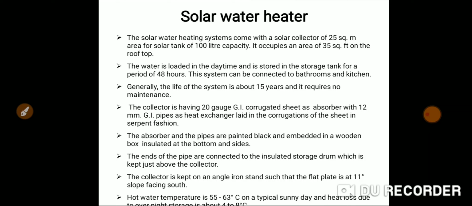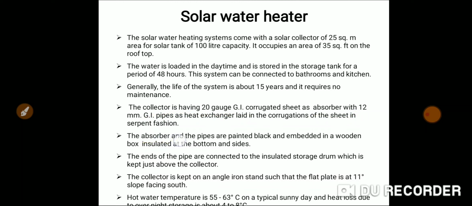Water is loaded in the daytime and the storage tank holds up to 48 liters, and its connections are provided in your bathroom and kitchen. The life of the system is 15 years and it requires no maintenance. Its collector has 20 gauge GI pipe and its absorber has 12 gauge, 12 mm GI pipes.